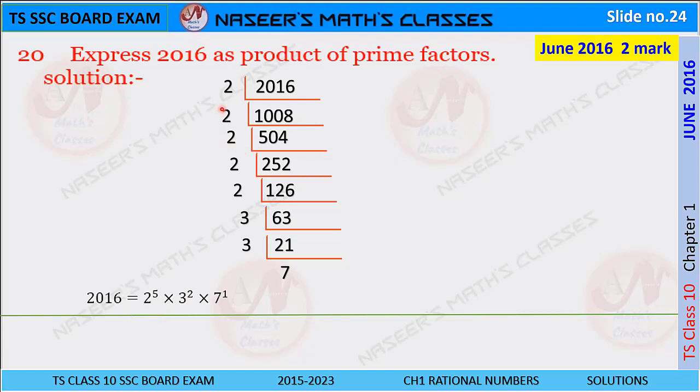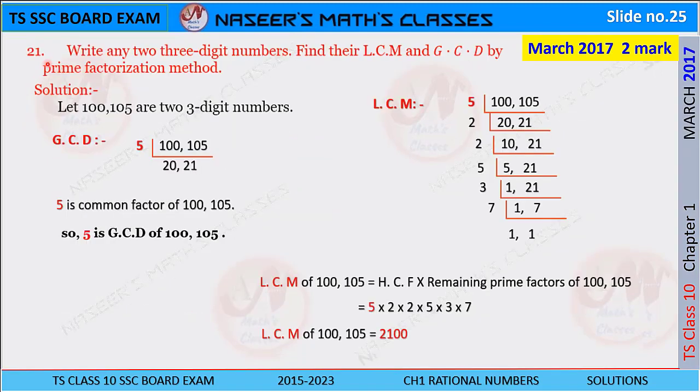Here 2 is repeated 5 times, and 3 is repeated 2 times, and 7 is repeated 1 time. Therefore 2016 is written as 2 power 5 into 3 square into 7 power 1. We are going to solve 21st problem. Write any two 3-digit numbers, find their LCM by GCD by prime factorization method. This is for 2 marks March 2017.